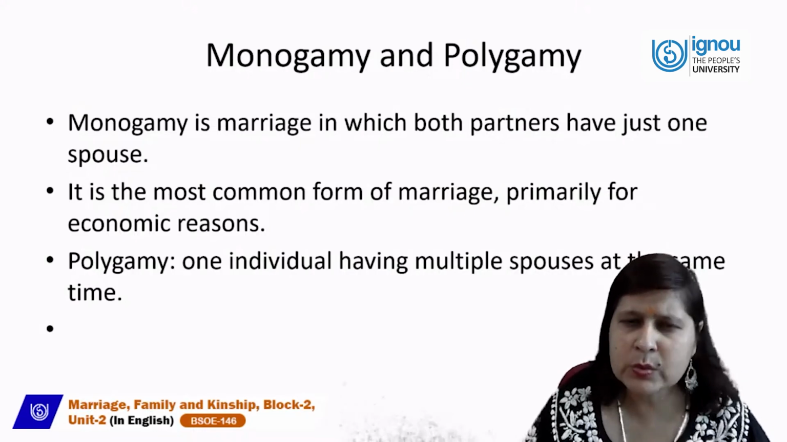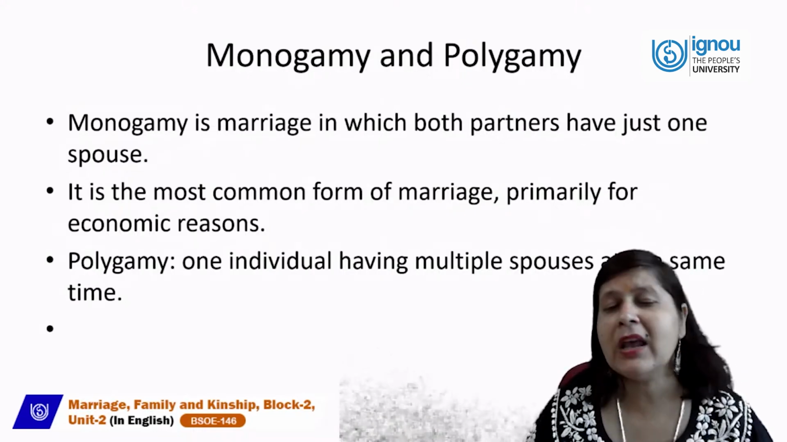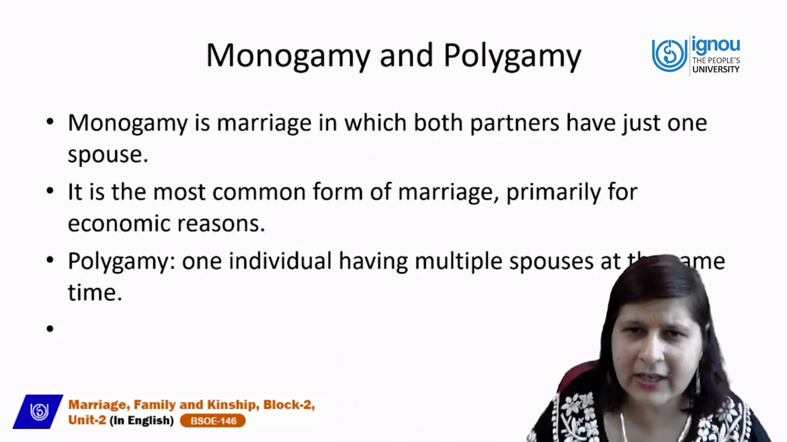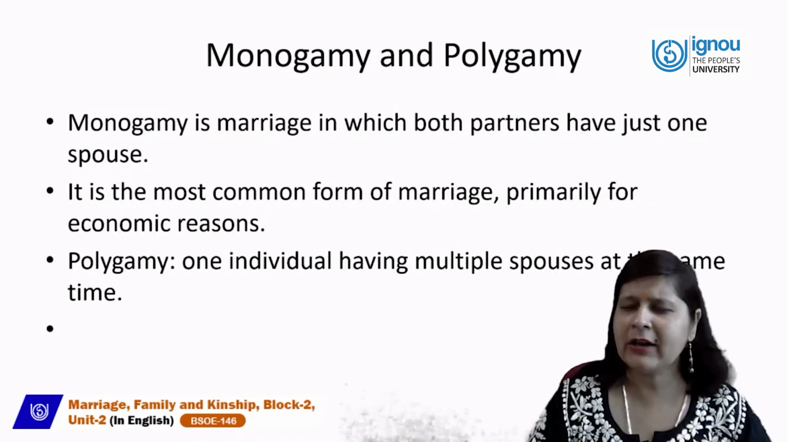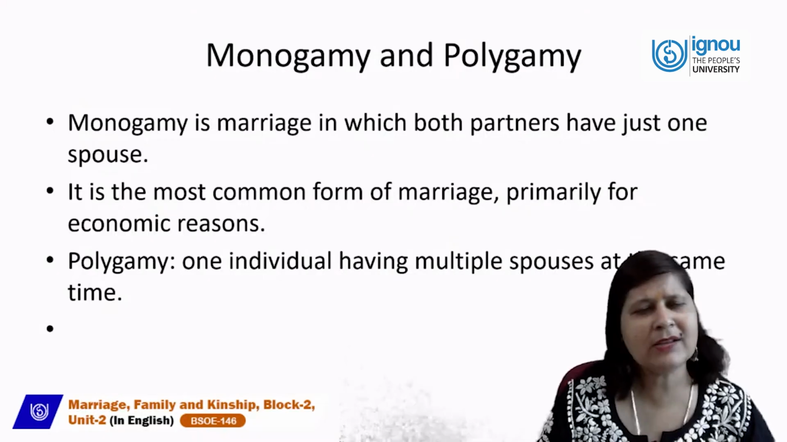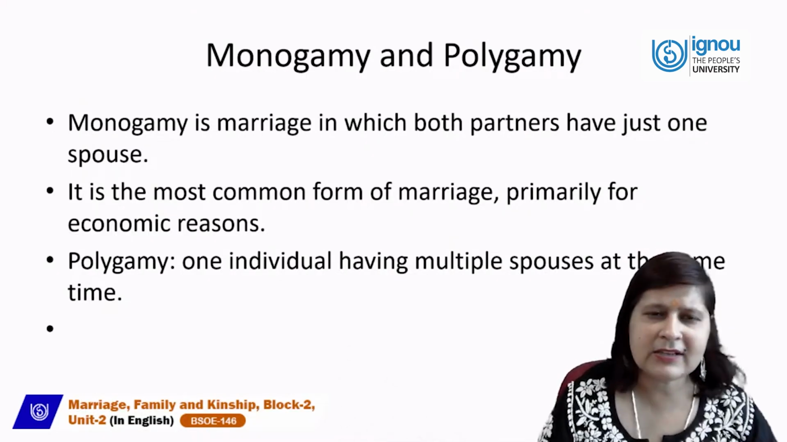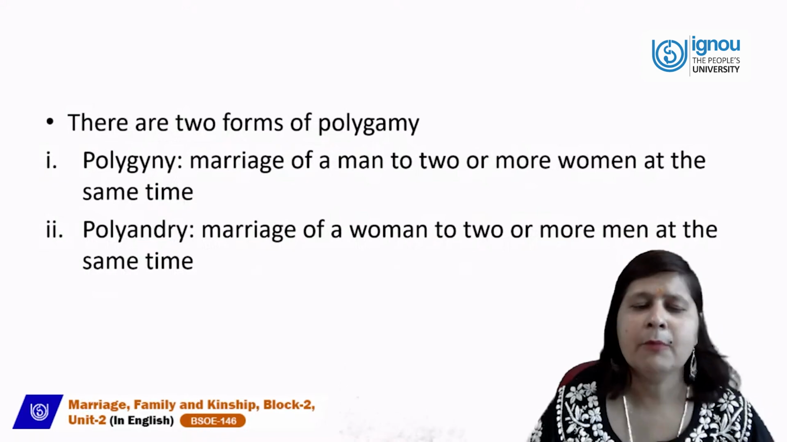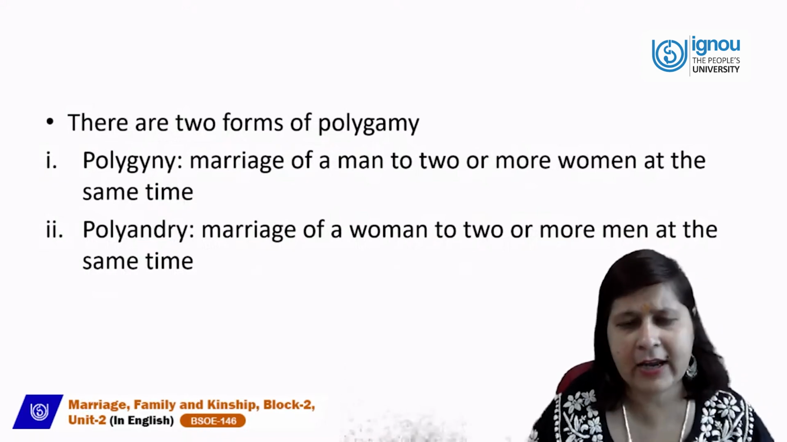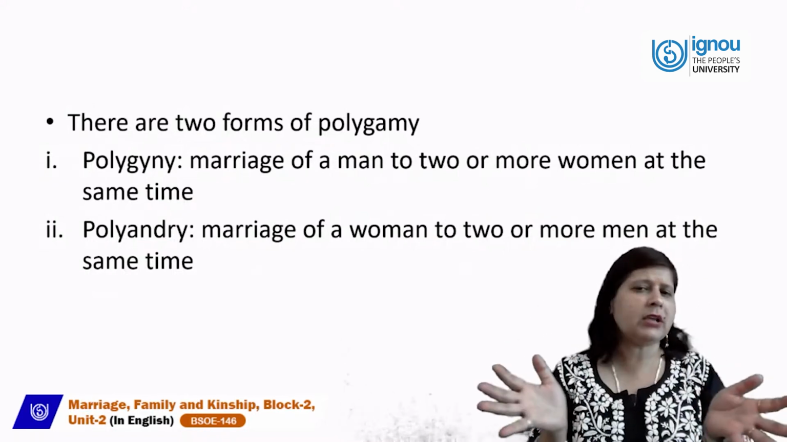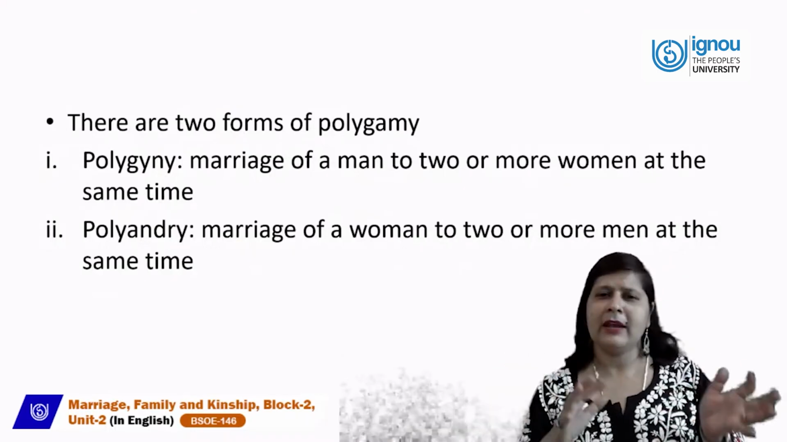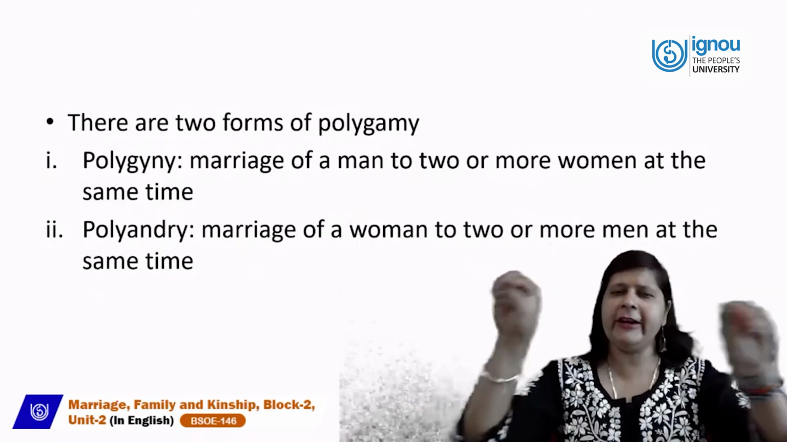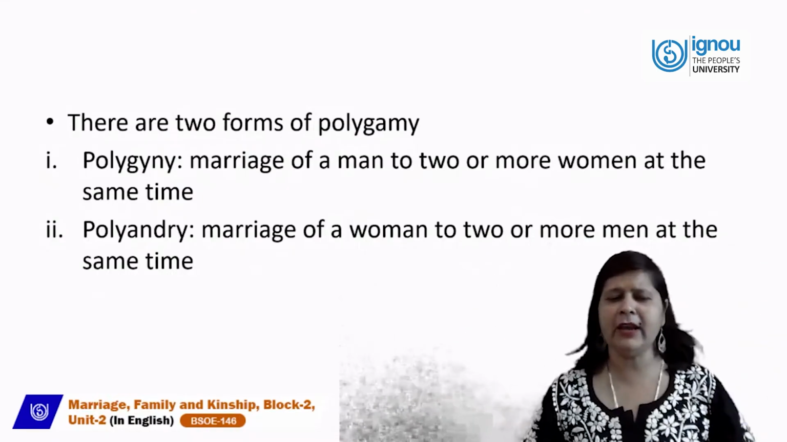And polygamy is what? When one individual has multiple spouses at the same time. When one partner can have more than one spouse, that is known as polygamy. Polygamy is further divided into two forms: polygyny and polyandry.